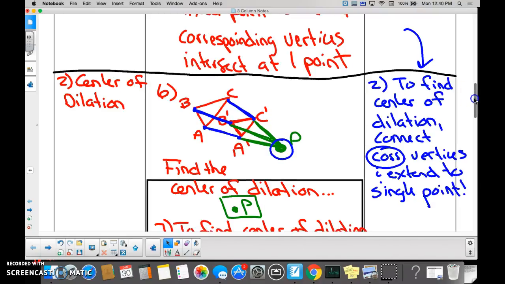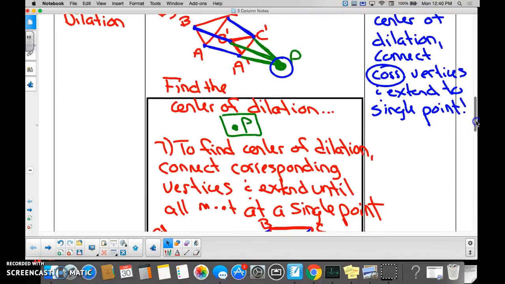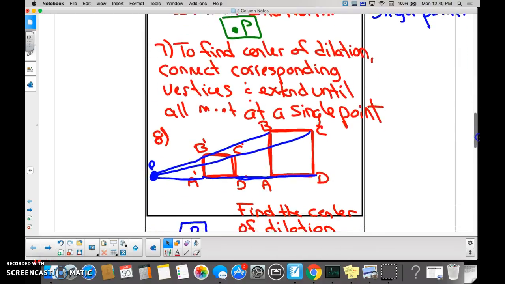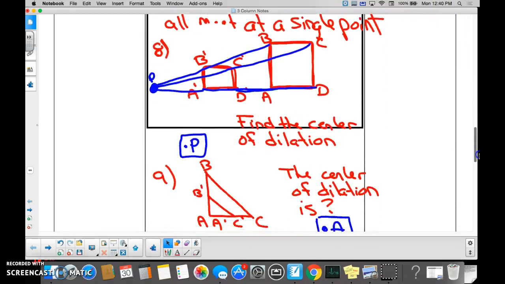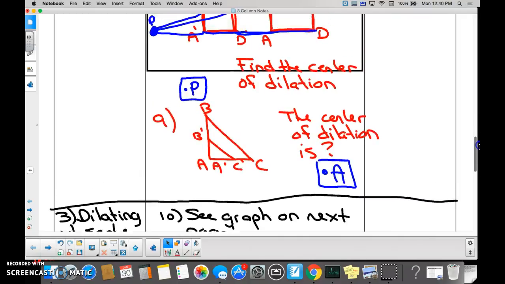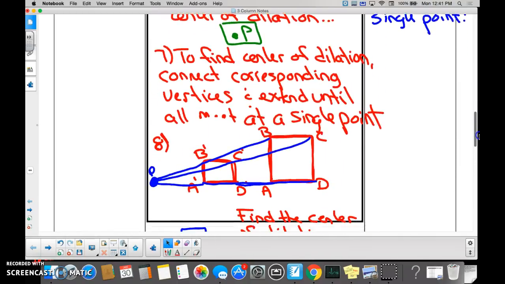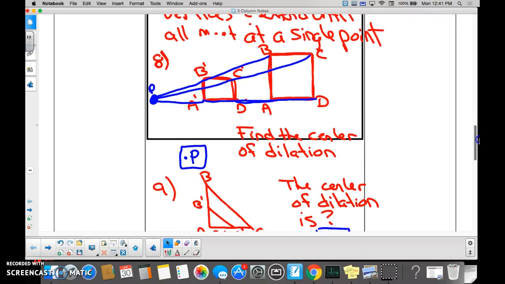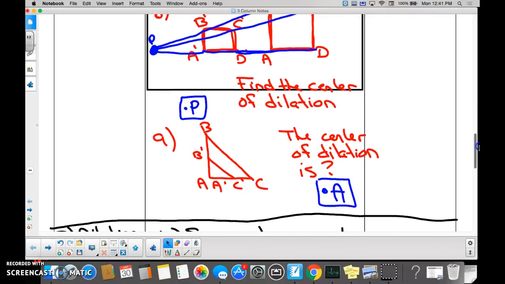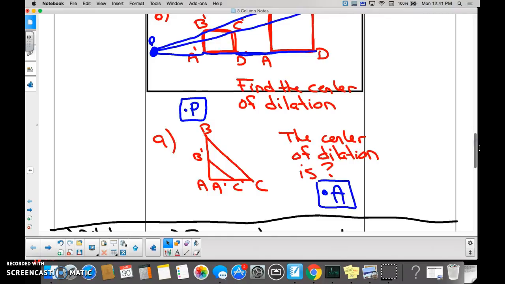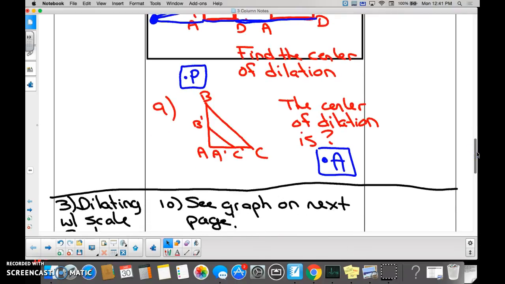6 is an example of that, 7 is an example of that, and 8 is also an example of that. I'm sorry, did we skip a number, you guys? 7, okay. So 7, 8, and 9. Notice that number 9, the center of dilation, is actually one of the vertices. So that is possible. The center of dilation is actually one of the vertices. So it was point A.